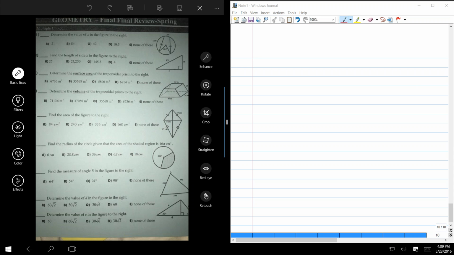Let's move to number 2. x squared plus 75 squared equals 125 squared. Right? You said x squared plus 75 squared equals 125 squared? Yep. Okay. Number 3. Well, first you'd have to find the height.